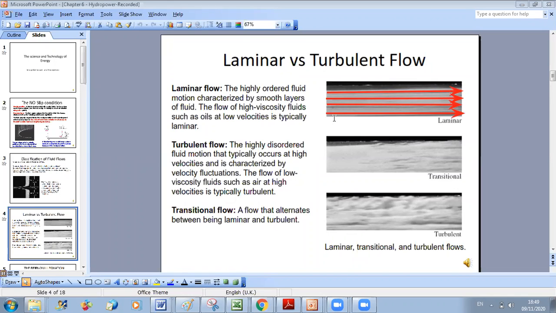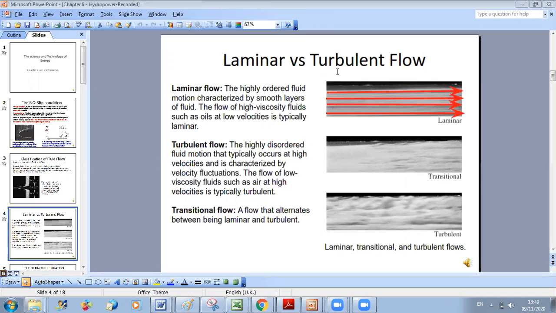Because imagine if I increase the velocity a lot, what will happen? With a big increase of velocity, I will start to have turbulence. I will lose my order, because imagine that you have a very high velocity. Automatically, this will cause disorder in your molecules due to the turbulence effect. So we say we have a turbulent flow when our flow is highly disordered. It is a disordered fluid motion that typically occurs at high velocities and is characterized by velocity fluctuations. So the flow of low viscosity fluids, such as air at high velocities, is typically turbulent.